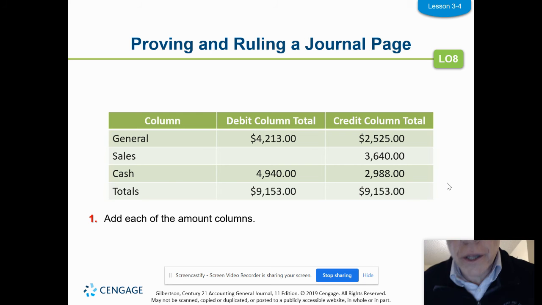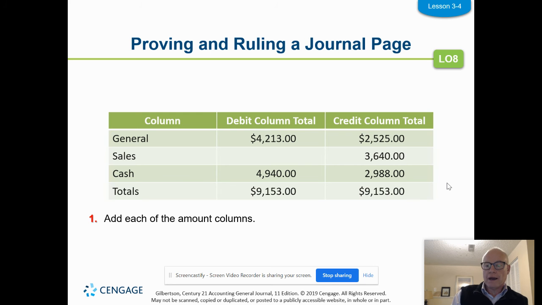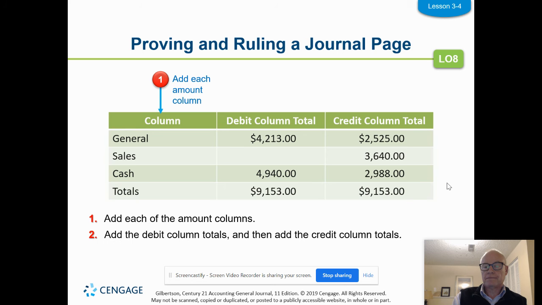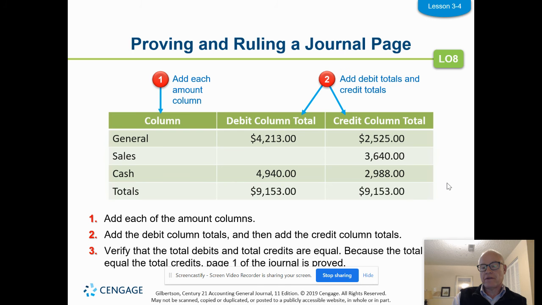And after we total the columns, we then total the debits and the total credits. The general debit and the cash debit, the general credit, the sales credit, and the cash credit. And again, debits must equal credits. At each column, add the debit column totals and the credit column totals. Verify that they match. That page 1 of the journal is proved before we move on to the next page. Again, disclaimer, very manual accounting system, correct? Yes. Totals are equal. Very good.